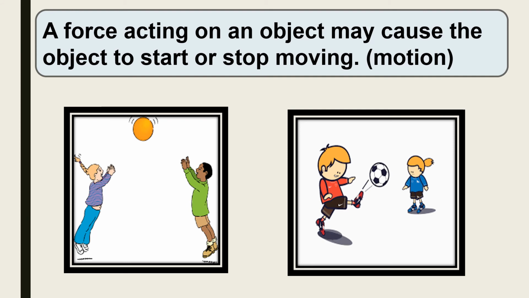As you can see in this part, when you hold the ball and then you pause, it will start if you apply the force to pass the ball to another person. It will start moving until it gets to the receiver, and therefore it will be stopped. So that's what you call motion. And the next picture is when you kick a ball, if it is not moving, you start the action, and it will start to move towards where you kicked it. So that's what you call a force acting on an object may cause the object to start or stop moving.